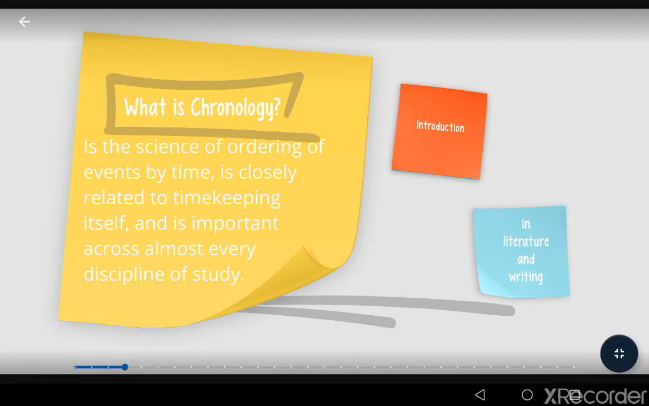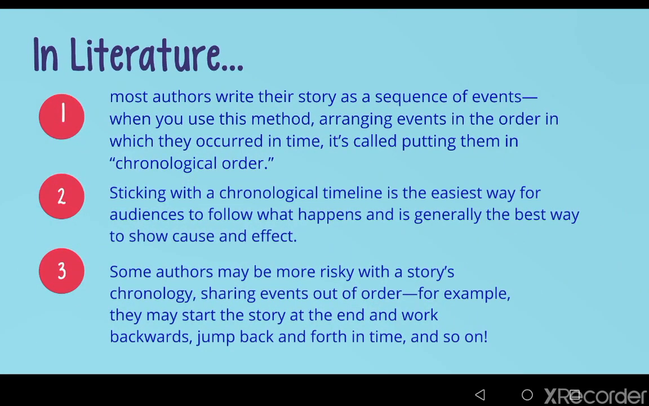Now, more specifically, in literature, most authors write their story as a sequence of events, as we have seen a lot of times in class. The beginning, the middle, and the end is the chronological order of a story. Sticking with the chronological timeline is the easiest way for audiences to follow what happened, and is generally the best way to show cause and effect, because with that we can see what happened and why it happened in a story. But some authors may be more risky with a story's chronology, sharing events out of order.